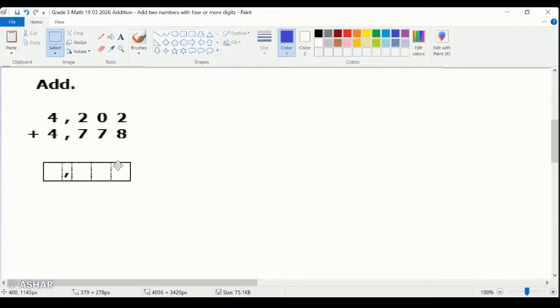We're supposed to add these numbers together. We have the ones, we have the tens, we have the hundreds, and we have the thousands position. Agreed? So let's add. Perfect. Thank you, Adan. Okay.